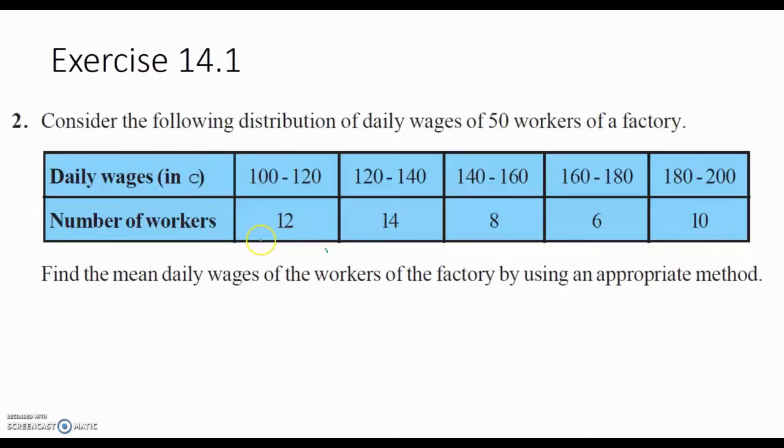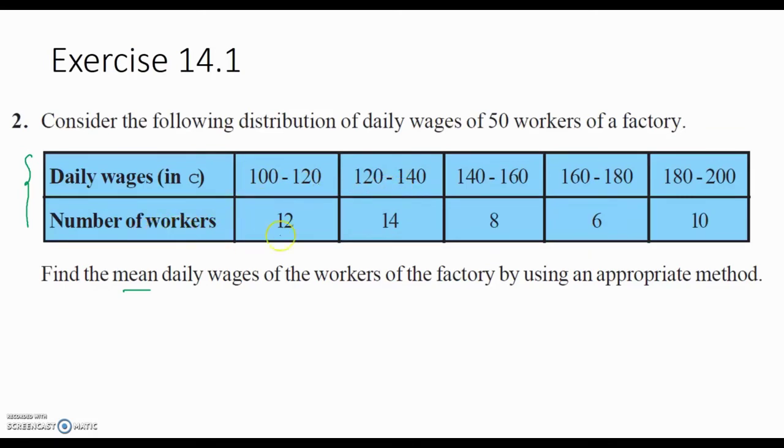Okay. Let us look at the second problem. Consider the following distribution of daily wages of 50 workers of a factory. Find the mean daily wages of the workers of the factory by using an appropriate method. So we have to find out the mean given this data. The grouping is already done. The daily wages grouping is already done in terms of 100 to 120, 120 to 140, and periods like that.